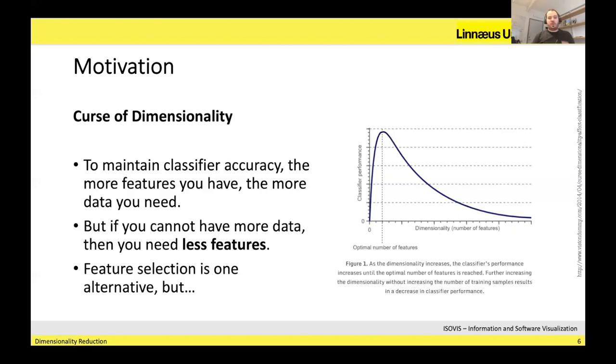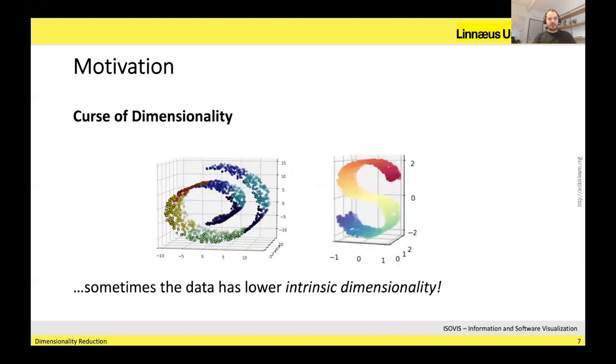And anyway, the core here is this: if you cannot get more data and you want to fight the curse of dimensionality, then you can shrink the feature space and have fewer features, so that you avoid this problem with the combinatorial explosion. Feature selection is one alternative, right? You can start removing features. Oh, this one column of my matrix doesn't help me a lot, so I just remove it. And then I find another one. I keep only a couple of them that are the best for the problem at hand. But sometimes the data has lower intrinsic dimensionality.